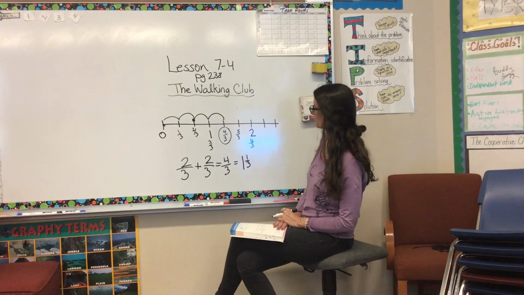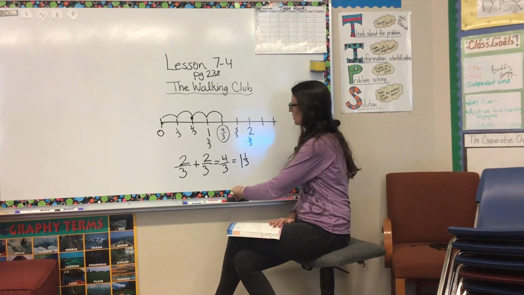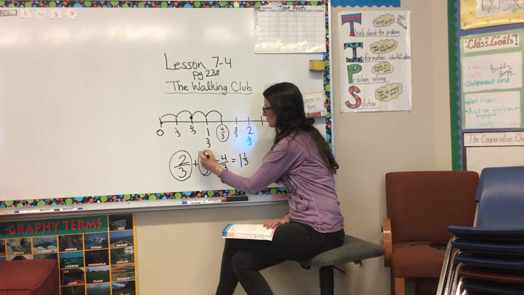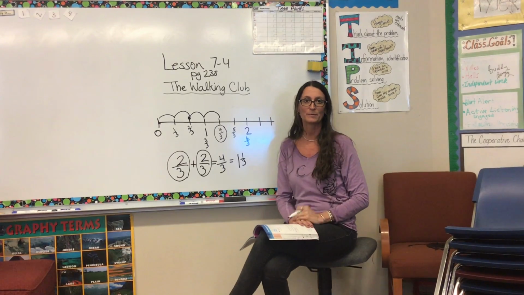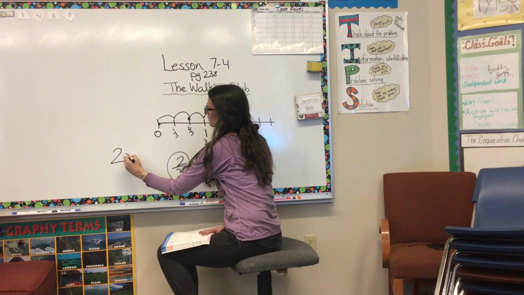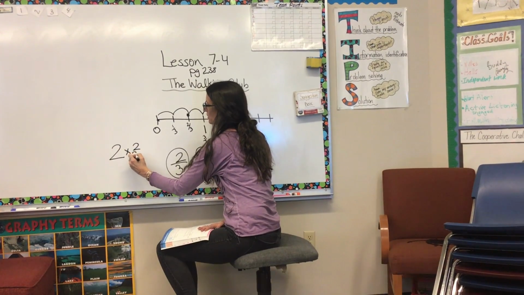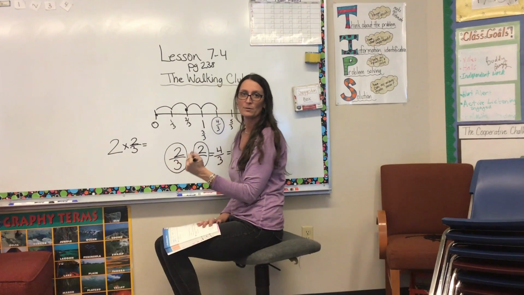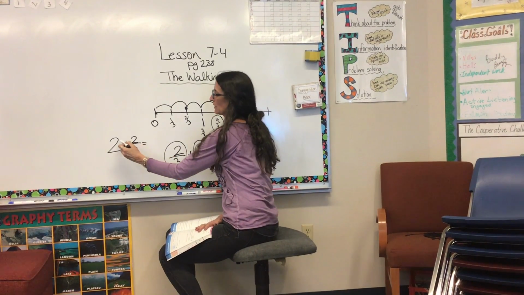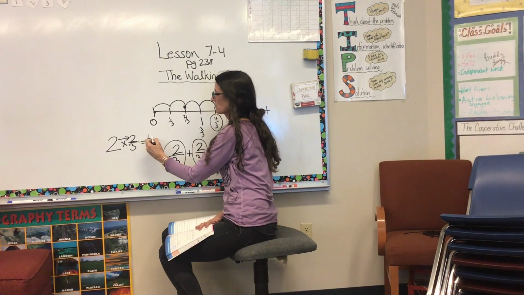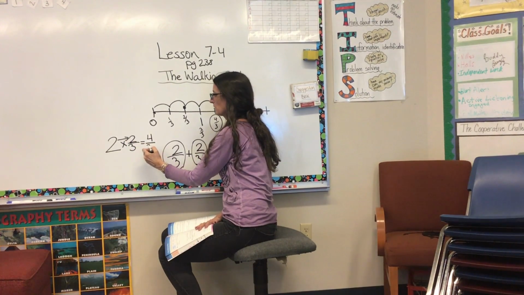I could write that as a multiplication equation. So I know I have 1 group of 2/3 and 2 groups of 2/3. So to write it as a multiplication equation, I would write it as 2 groups of 2/3. And I know with multiplying a whole number and a fraction, I multiply my whole number times the numerator. 2 times 2 is 4, and it's 4/3.